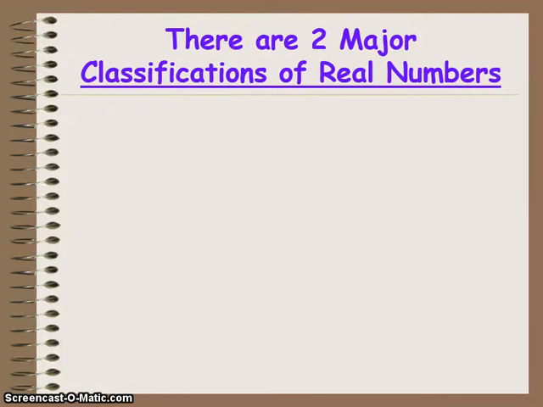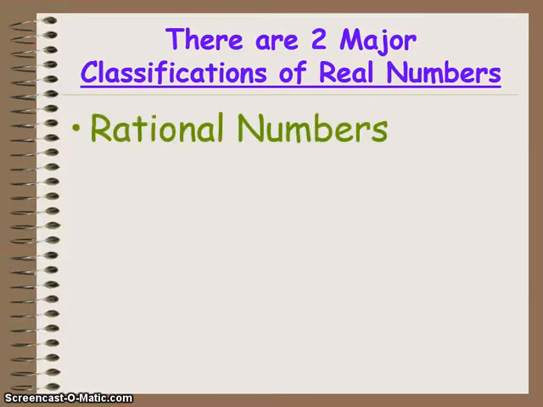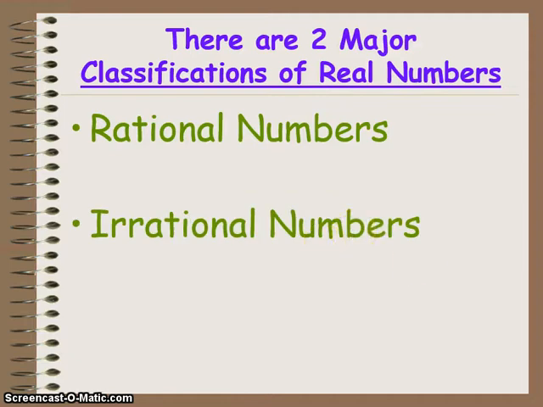Now, there are 2 major classifications of real numbers, which will be our focus in this lesson. We will not talk about imaginary numbers, but I do want you to know that they do exist, for you'll see them down the road in other courses. We are only going to focus on real numbers, the ones that can be seen. And we're going to look at 2 classifications. The first is rational numbers, and the second is irrational numbers.